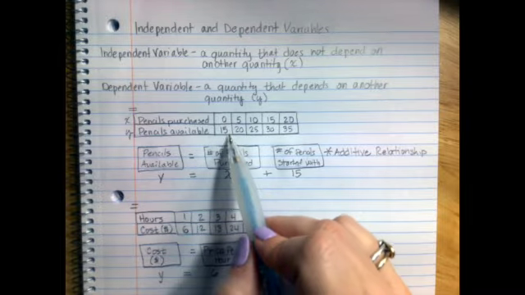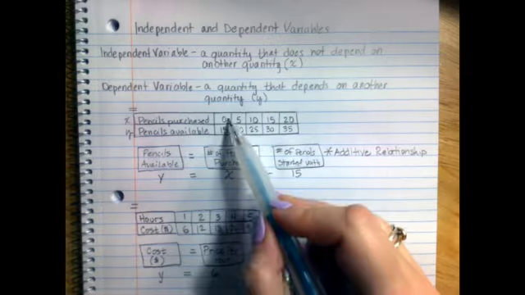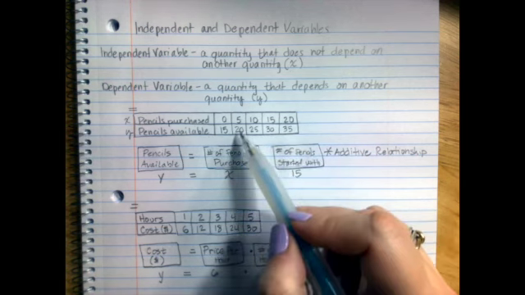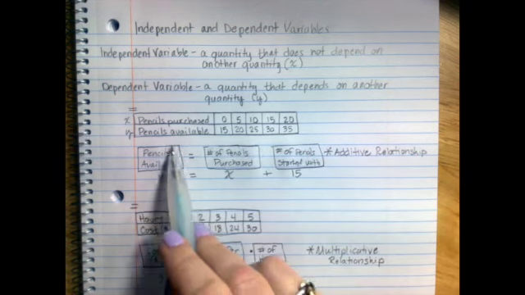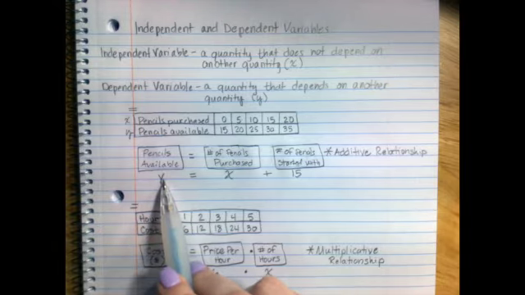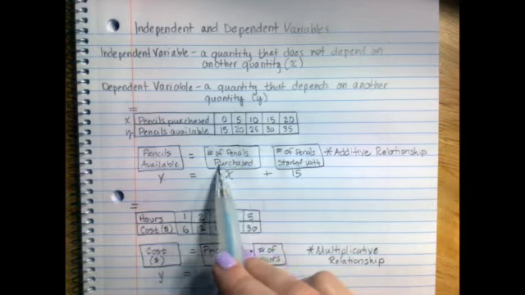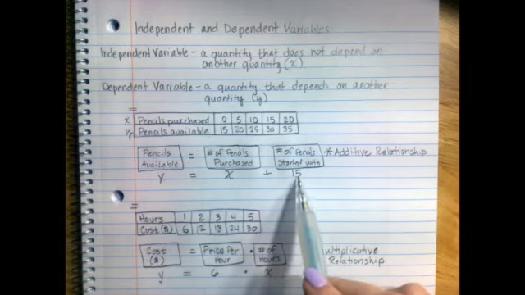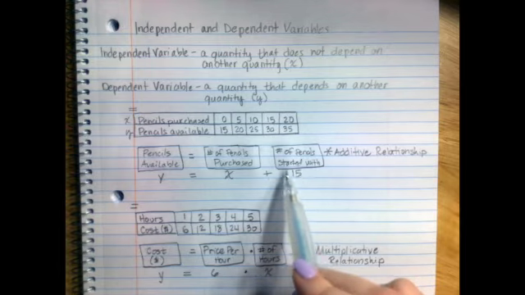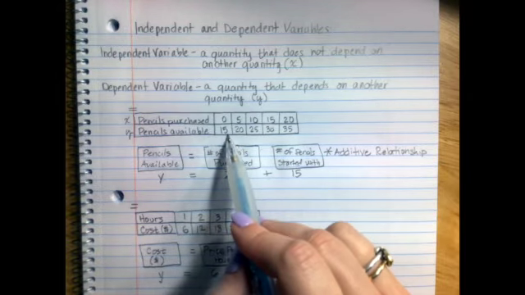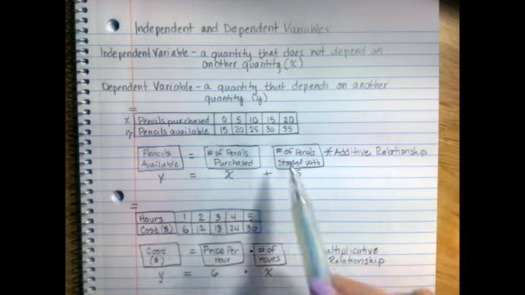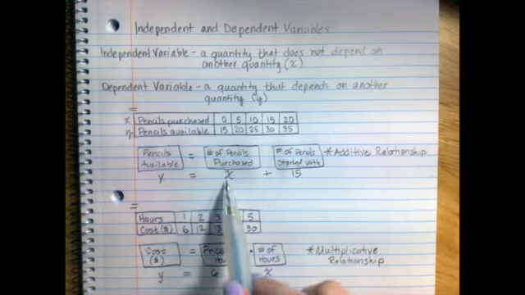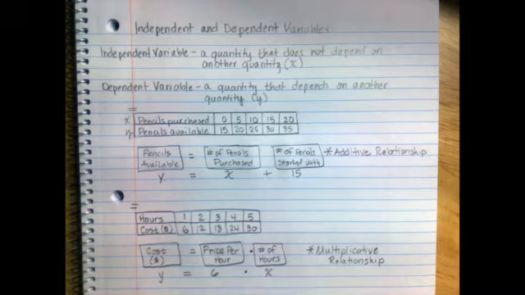So how do I get from x to y every single time? You add 15. Okay, all the way throughout. It looks like you add 15. So the number of pencils available, which is y, is equal to the number of pencils purchased, which is x, plus the number of pencils you started with, which is 15. And we know this value because if I don't buy any, I still have 15 available, so I started with that. This equation is also called an additive relationship because you're adding to get your y value.